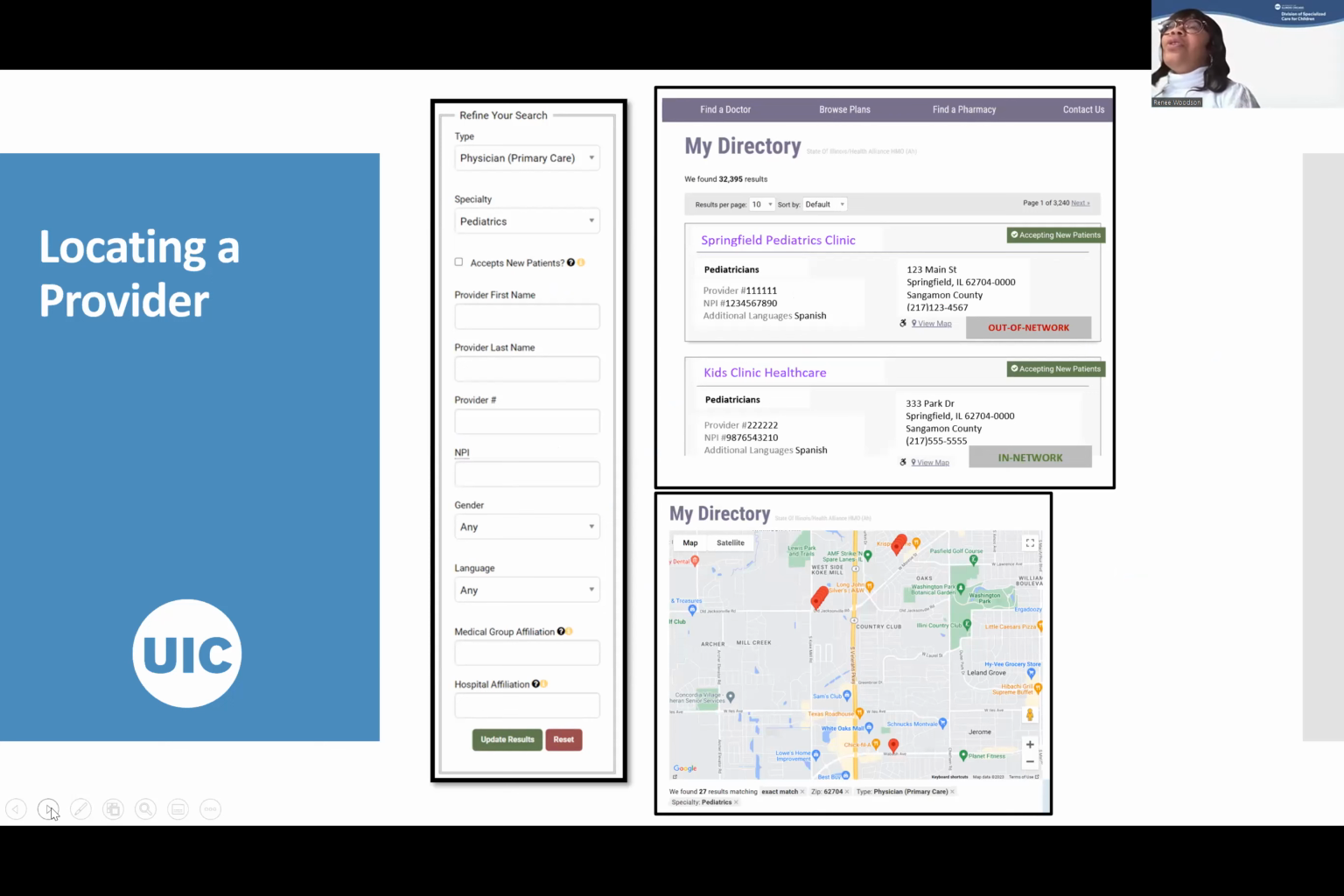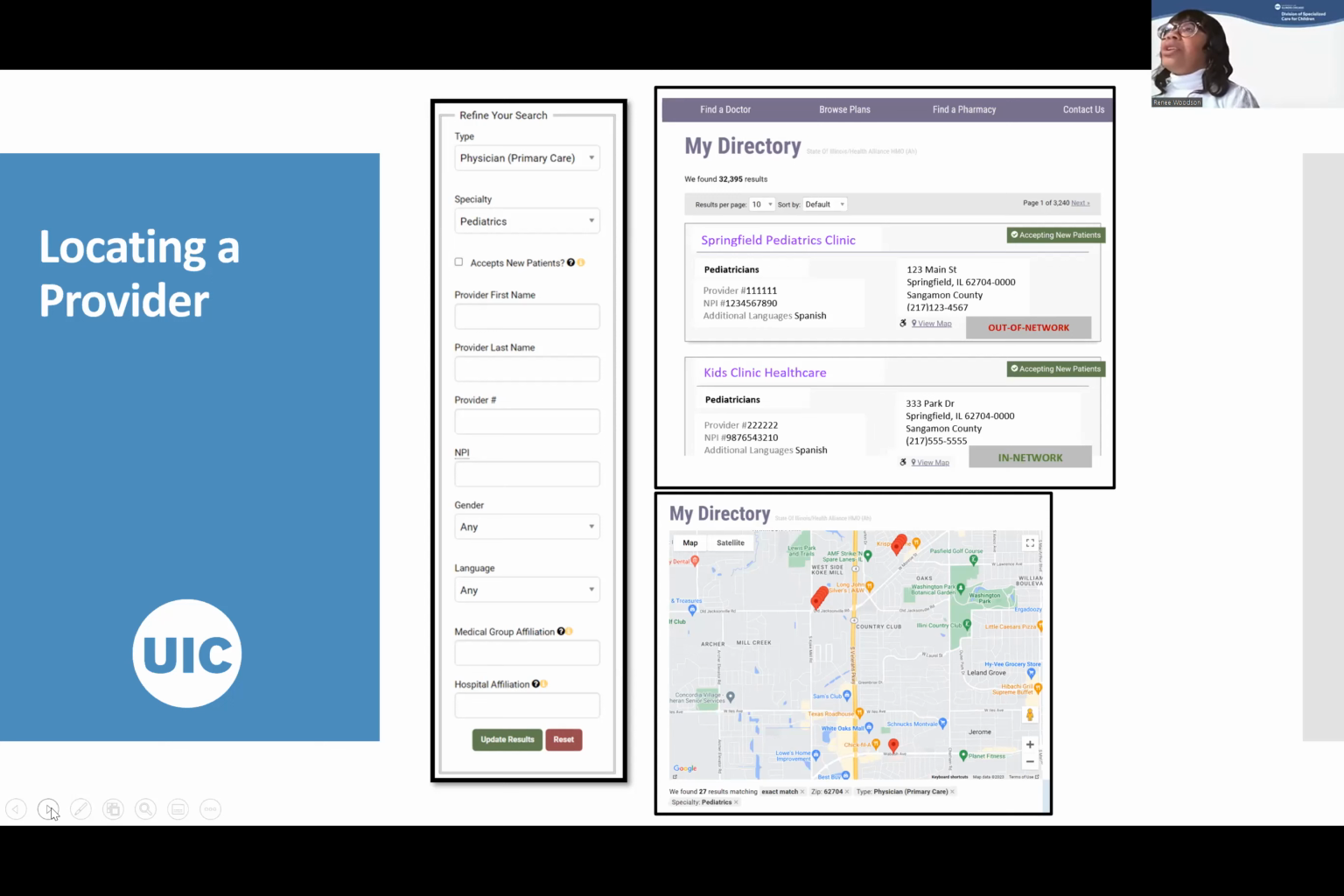All right, when you are going to find your provider, here's the search engine. So you can put in the type of provider. Here we're looking for a primary care provider, and the specialty would be pediatrics. And then if you have other information, you can make it more specific if you like. Then just click the results and you will get the results. Here we found a Springfield Pediatrics Clinic. We found a provider there, and then another provider at Kids Clinic Healthcare.